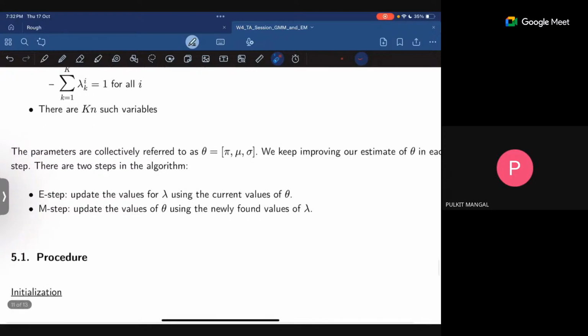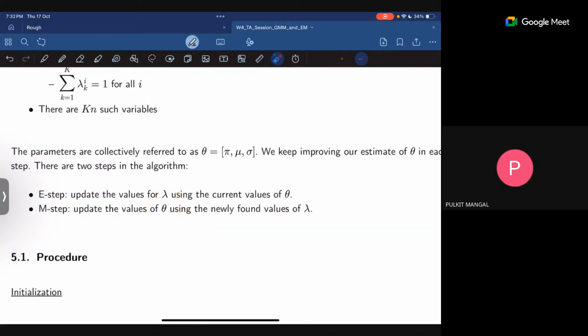First of all, we will collectively refer to all our parameters as theta. There are two steps in the EM algorithm: one is the E step and one is the M step. E stands for expectation, M stands for maximization. In the E step, we update the value of lambda using the current value of theta, which is all the parameters. In the M step, we update the value of theta using the newly found values of lambda.